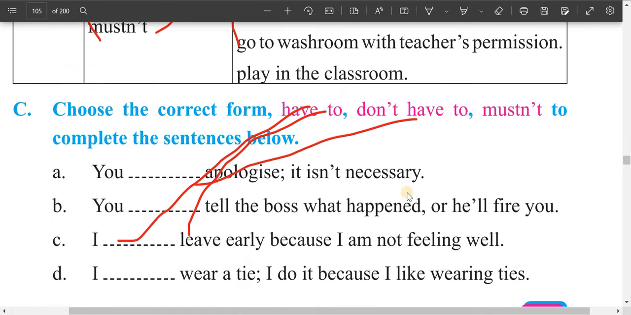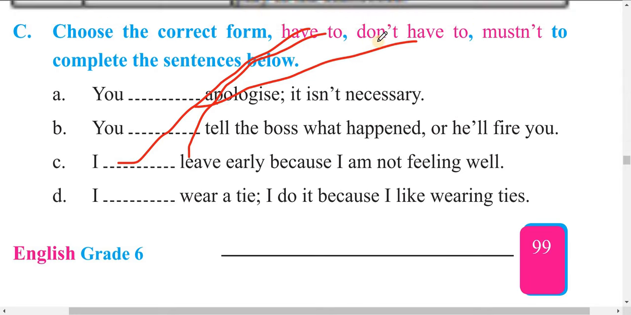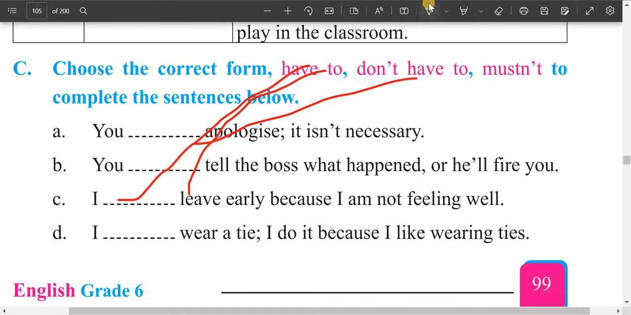And in the same way, the next one is: I wear a tie. I do it because I like wearing ties. I don't have to wear a tie. I do it because I like wearing ties. Now D, I have to wear a tie. You should write here: I have to wear a tie.